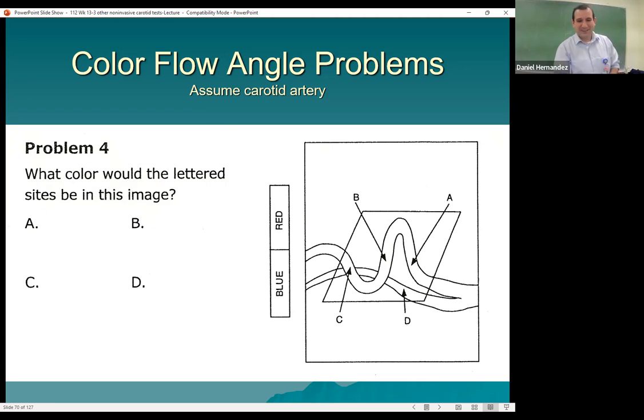Have any of you had carotids that are like this yet or seen any of this? No.